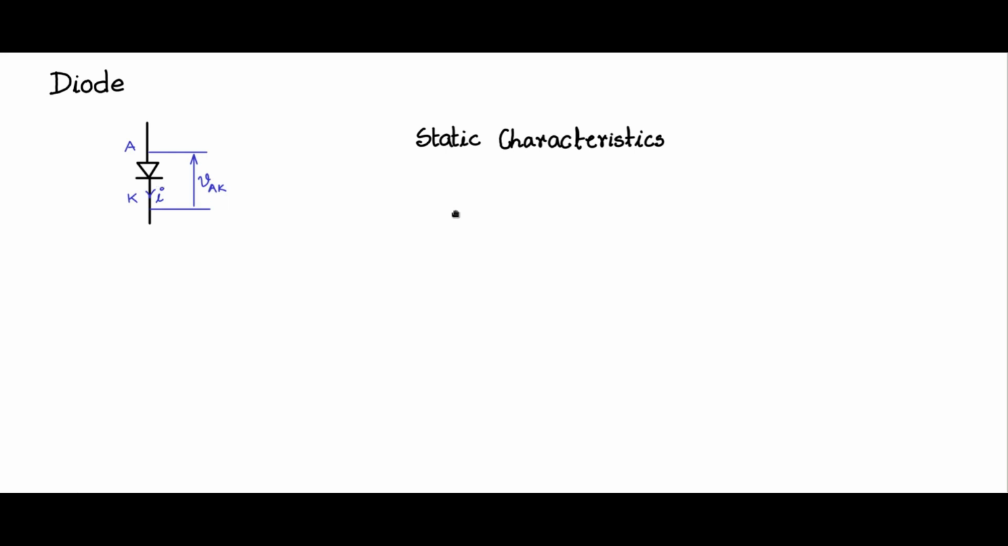Now, let us look at the static characteristic. Let us draw the two axes, the x-axis and the y-axis. The x-axis is the voltage axis. Y-axis is the current axis, meaning the current going through the diode from anode to cathode. That's what I have indicated here. And the x-axis is nothing but VAK, the voltage across the anode and cathode.